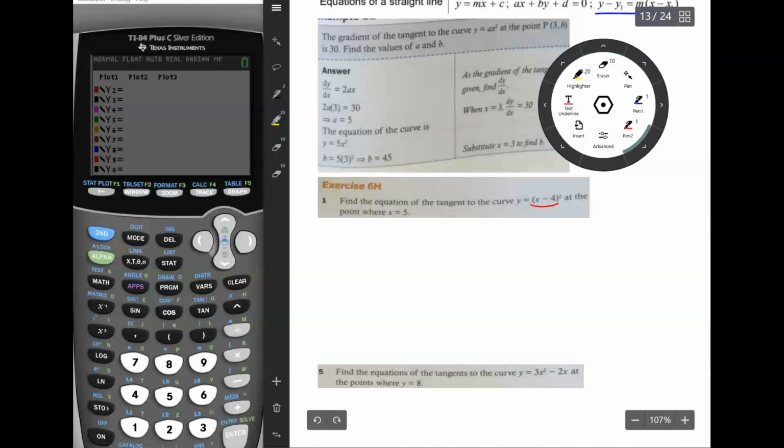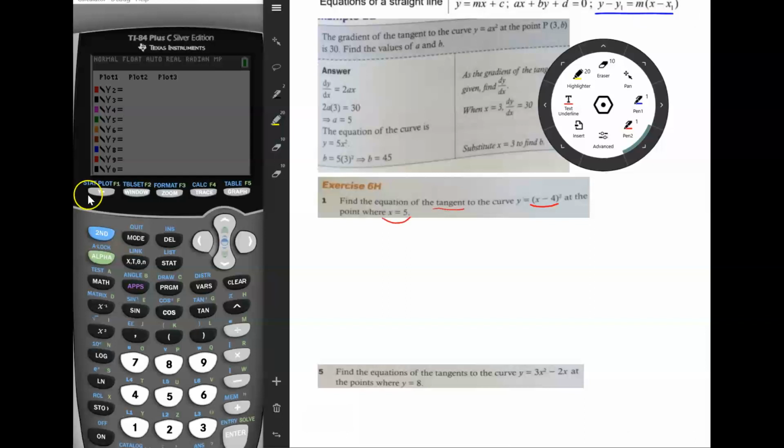If we did have to take the derivative, it might be a challenging new derivative because we would need to expand it first, since we don't know how to take the derivative of x minus 4 times x minus 4. But we don't really need to, because they're giving us the x value, they're asking for the tangent, and they're giving us the function. So we already know how to do that.